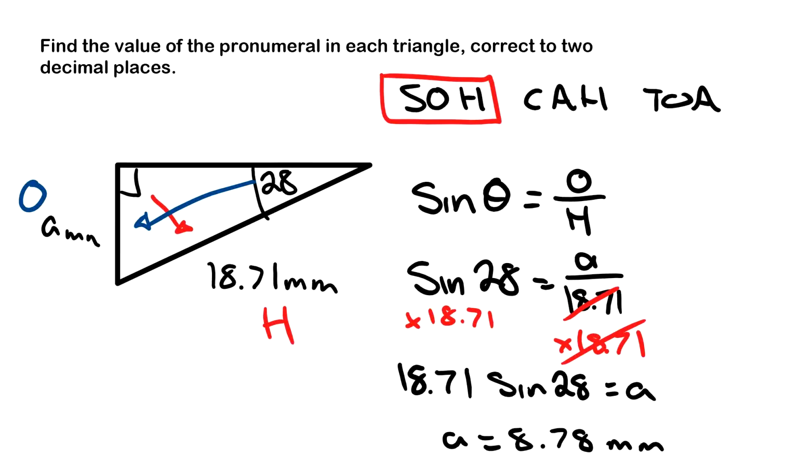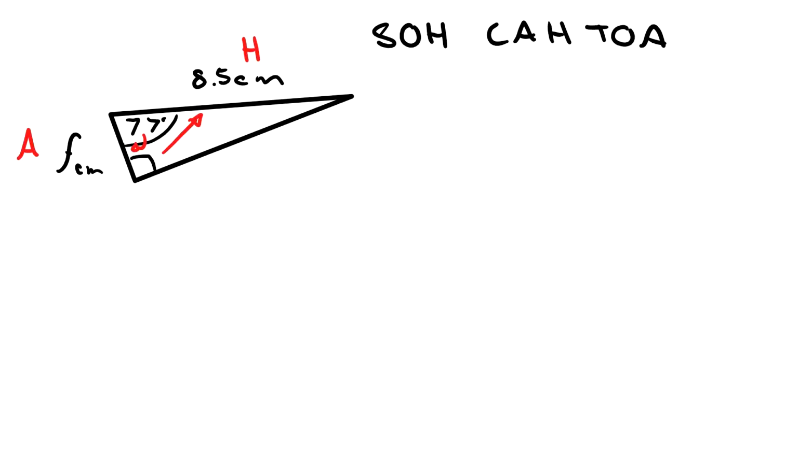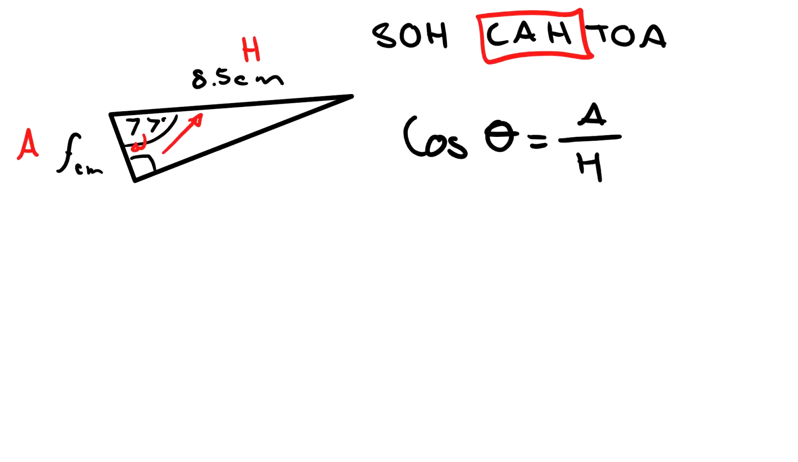Okay, so we'll do another example here. Here we have our triangle. Let's label our sides. We have a straight line from the right angle, so that's a hypotenuse. And then we have a curved arrow from the 77 to the F there, so that's adjacent. We have an A and an H, so I know I'm using CAH, so cos. So we're using cos theta equals adjacent over hypotenuse. So we have cos 77 equals my adjacent, which is the F, over the hypotenuse, which is 8.5.